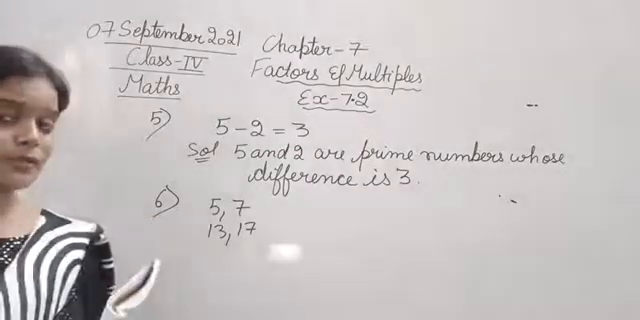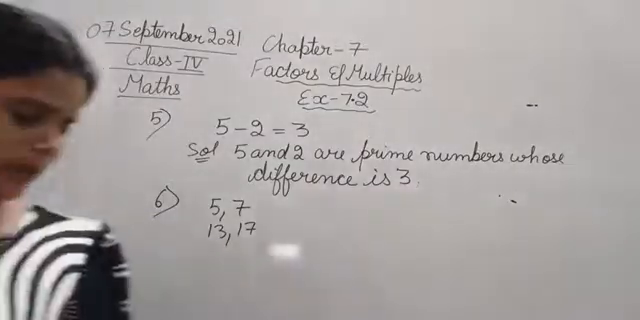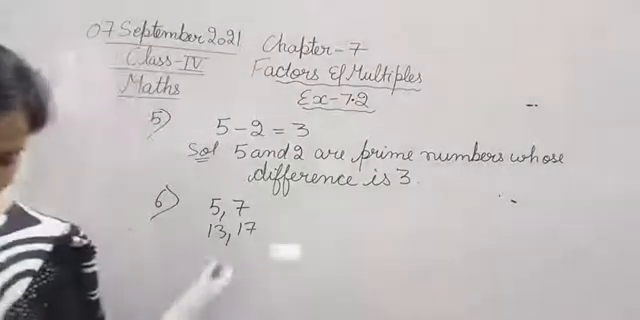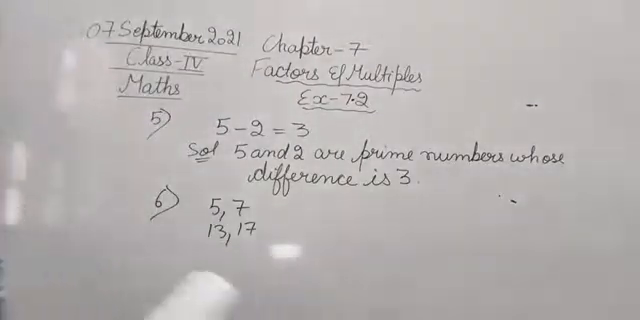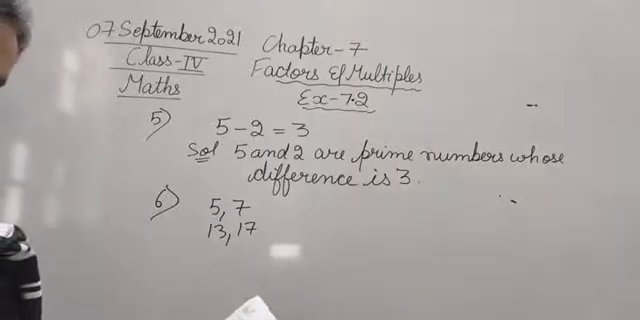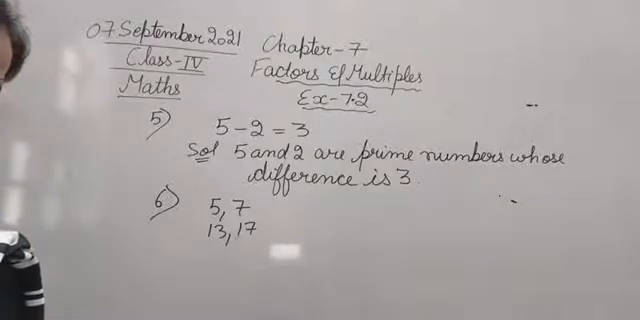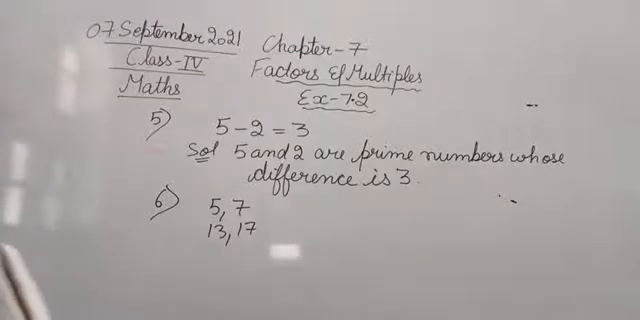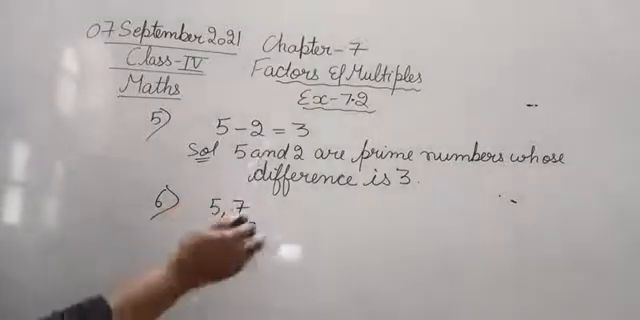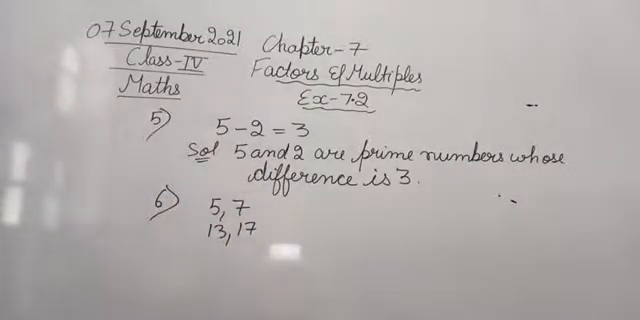So these are numbers which are odd numbers as well as prime numbers. The next is question number 7. Write two pairs of prime numbers which differ by 2. We have to write 2 pairs, earlier we wrote 1 pair. So we have to write the 2 pairs whose difference is 2.